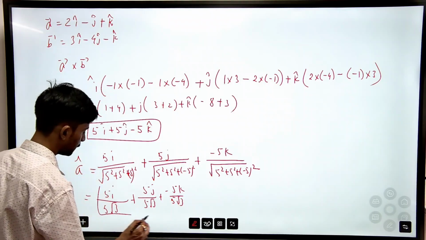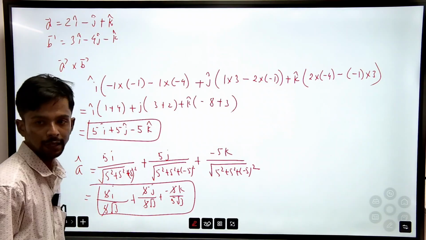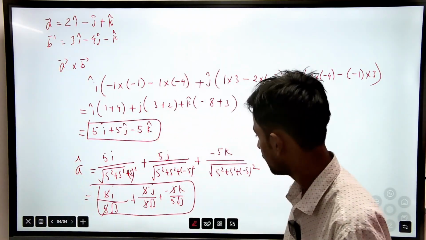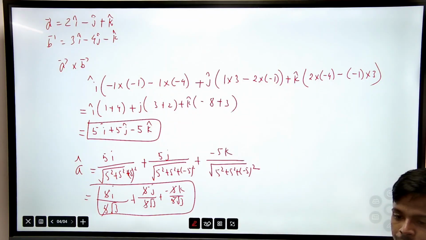So that will be the answer. The 5s will cancel, so everything becomes 1, right? That will be the answer: 1 by root 3 i cap, 1 by root 3 j cap, minus 1 by root 3 k cap, right?